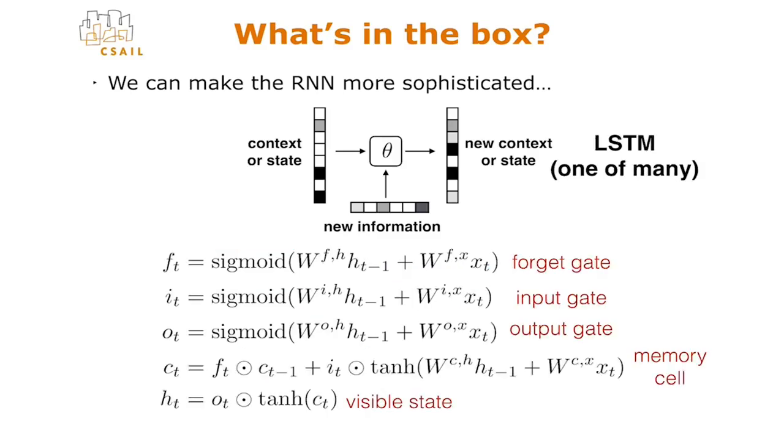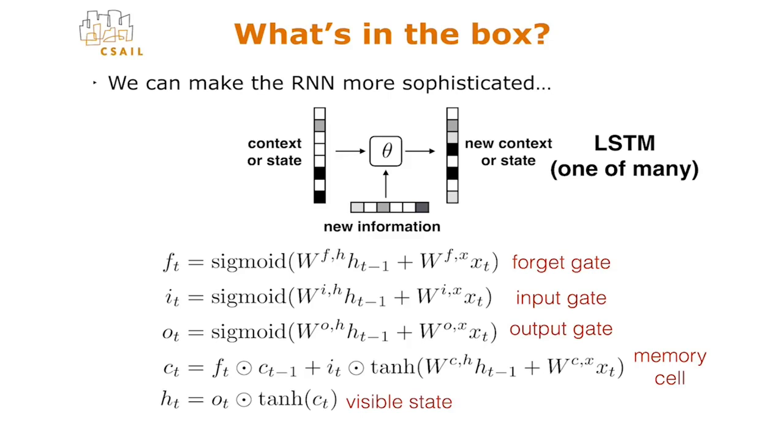Here's a somewhat more complicated recurrent neural network known as an LSTM, or long short-term memory network. It has now multiple gates. It has a forget gate, input gate, and output gate that control how to read information into the memory cell, how to forget information that we've had previously, and how to output information from the memory cell into a visible form.